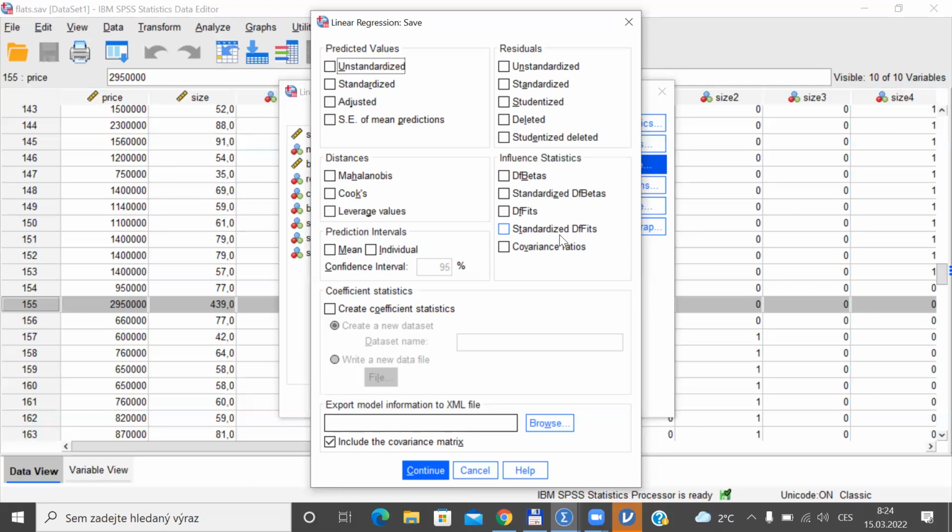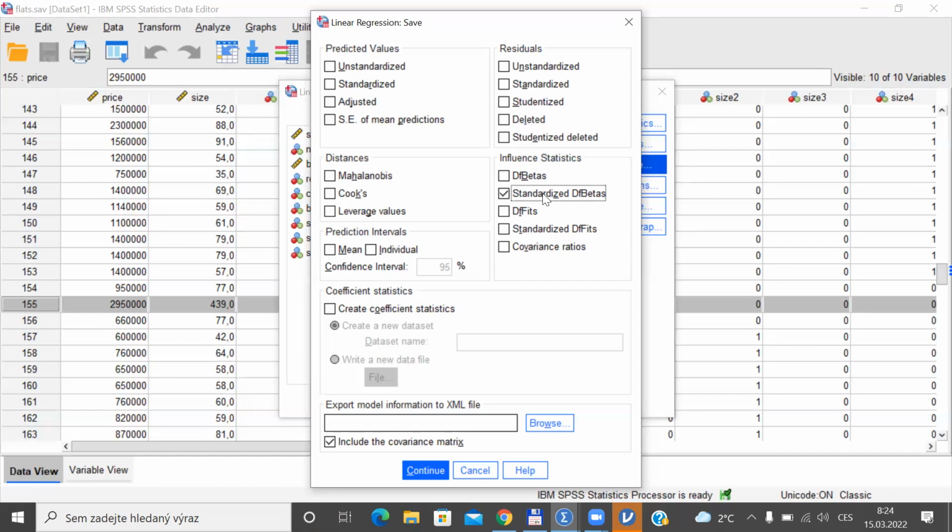For simplicity, we will be using only standardized DFBetas for the first insight, and for DFFits, it will be nearly the same step. So for simplicity, I will ask for standardized DFBetas. It means that in data matrix, there will be at least 2 more new columns. The first one will be for intercept and its change, and the second one will be for slope.